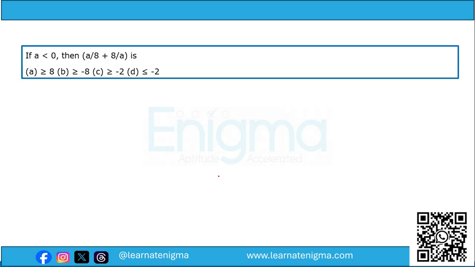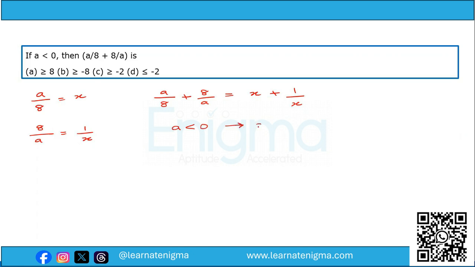If a is less than 0, then what is a upon 8 plus 8 upon a? Now, if we assume a upon 8 as x, then 8 upon a becomes 1 upon x. So we can say that a upon 8 plus 8 upon a is equal to x plus 1 upon x. Now we know that a is less than 0, and therefore x will also be less than 0.